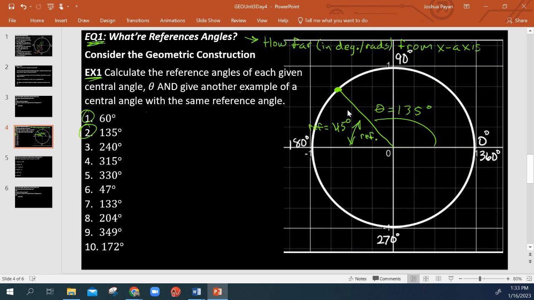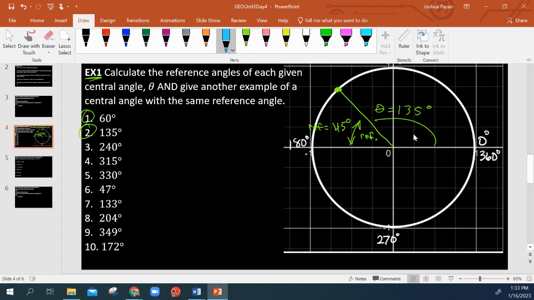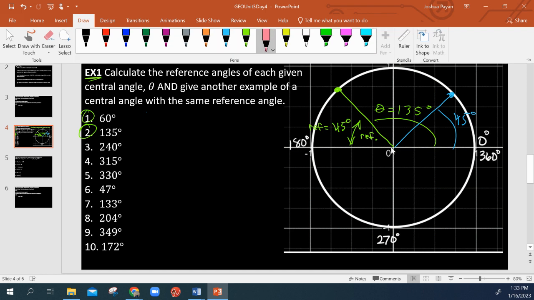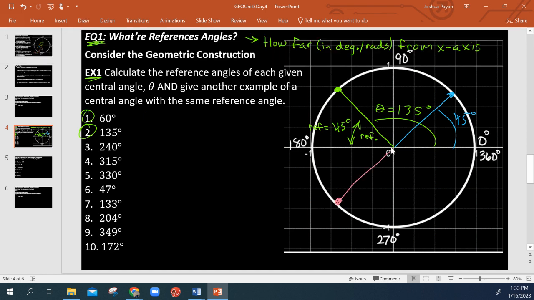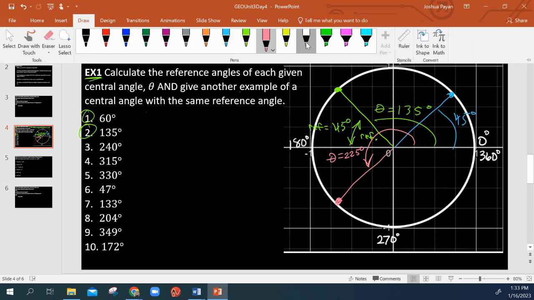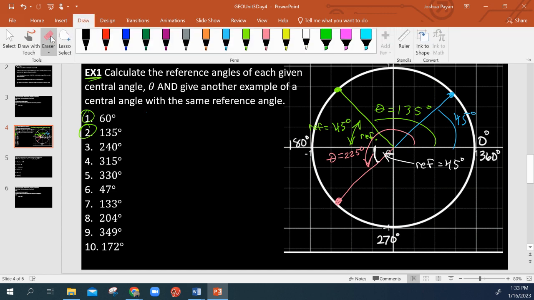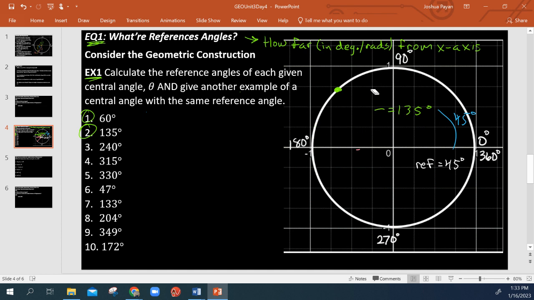Well, what else has a reference angle of 45 degrees? Well, the obvious thing to say would be 45 degrees, right? 45 degrees has that, and so too would 225 degrees, right? So theta, my central angle, was 225 degrees. Well, I know also that my reference angle here is going to be equal to 45 degrees as well. And we can find these for all the quadrants. Okay, so let's move on to our next example, so we're not too monotonous here, working on the same example for too long.